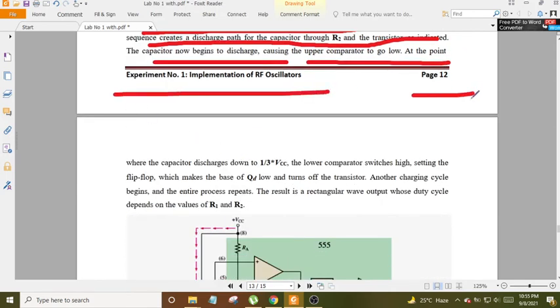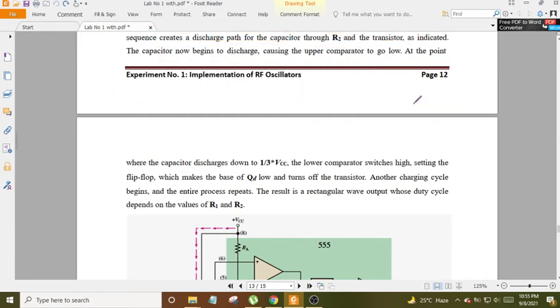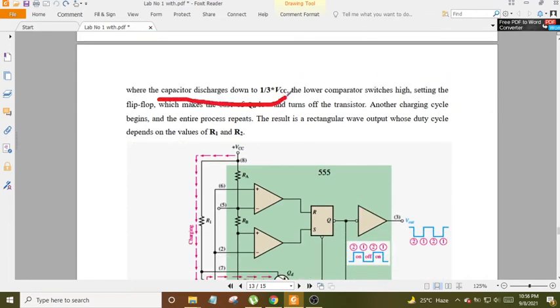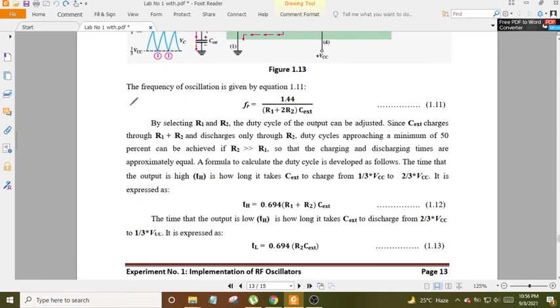Experiment 1, implementation of RF oscillators, page 12. When the capacitor discharges down to 1/3 VCC, the lower comparator switches high, setting the flip-flop, which makes the base of Q_D low and turns off the transistor. Another charging cycle begins, and the entire process repeats. The result is a rectangular wave output whose duty cycle depends on the values of R1 and R2. Figure 1.13.